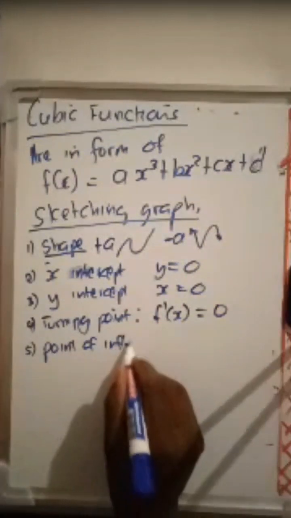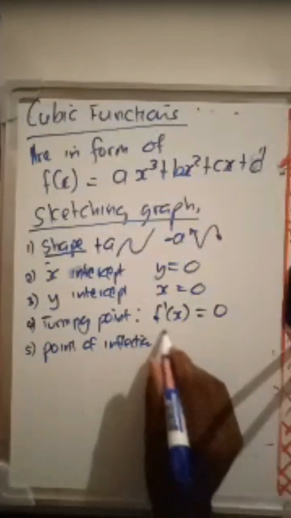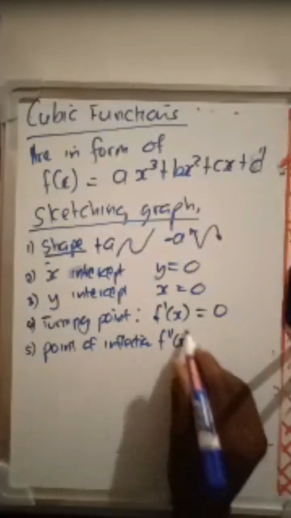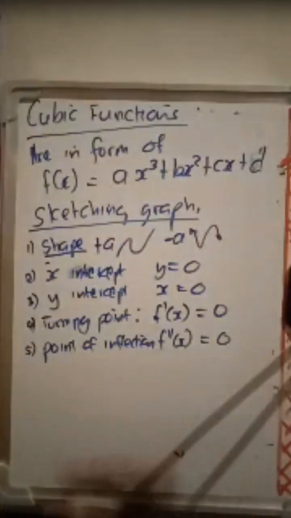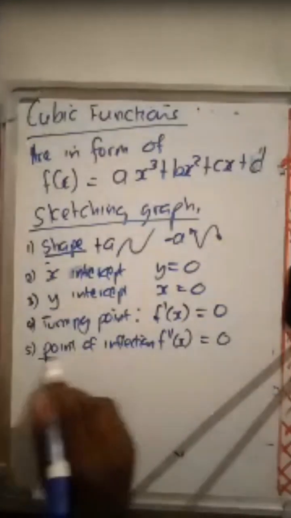Point of inflection, you get the second derivative and equate it to 0. Point of inflection. So these are the items that you need in order for you to be able to sketch the graph. Now people may wonder, what is the point of inflection?